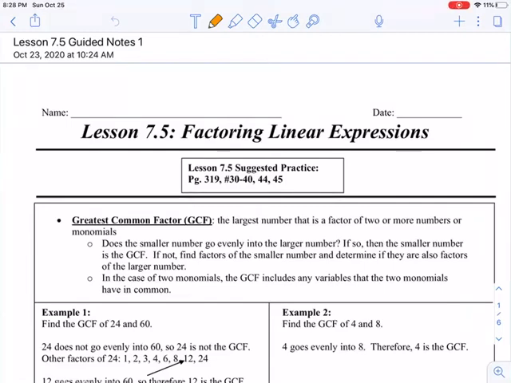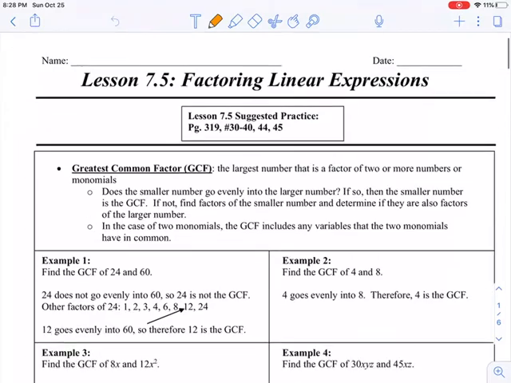Lesson 5 in Chapter 7 is factoring linear expressions. And when I mention factoring with linear expressions, I want you to think of it like a backwards distributive property. So I'm going to already give you the end result after doing the distributive property, and you have to write it as it was before the distributive property was performed.